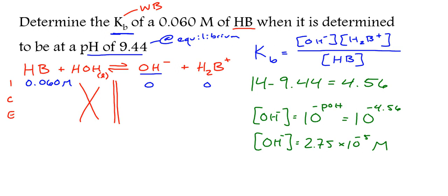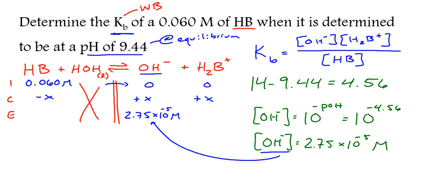Where and how do I use that? That's my equilibrium value for OH minus. Okay, well, if you're looking at an icebox, because I have a 0 on this side, it's going to be driven to the right. These are all 1-to-1 ratios, so this would be plus x, and minus x. Well, x is clearly 2.75 times 10 to the negative fifth, because 0 plus x equals that value. So that means that this same value is for my H2B plus. And then on the left side, it'll be 0.06 minus that value.